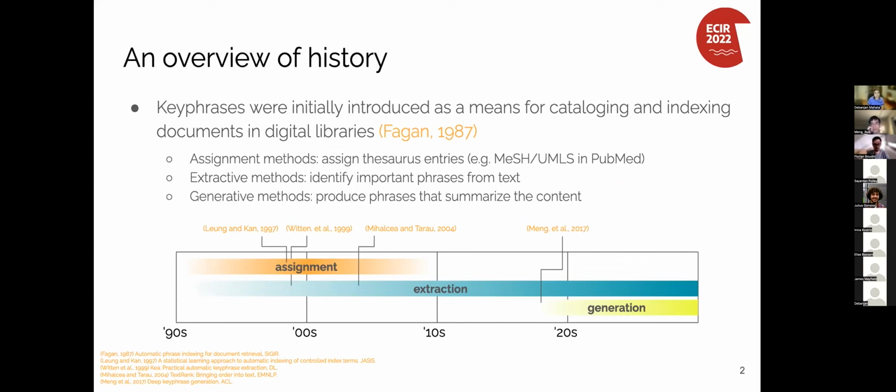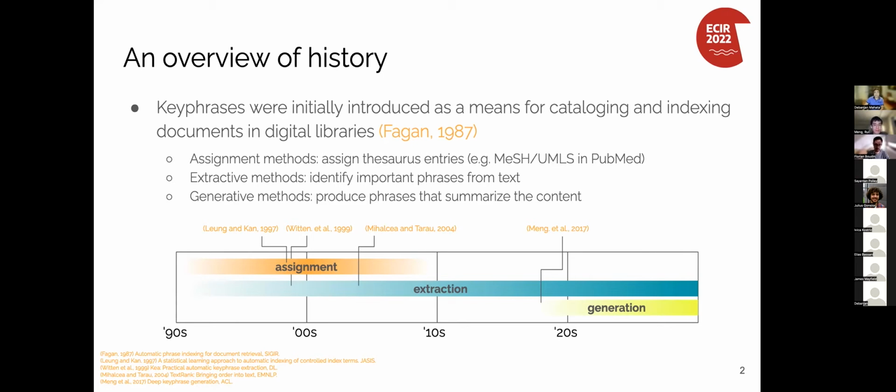And proposed methods for producing key phrases can be divided into three different categories. First, we have assignment methods that map thesaurus entries to documents. Popular examples of such methods are used in the biomedical domain to map PubMed abstracts to concepts from the medical subject heading thesaurus or the unified medical language system.